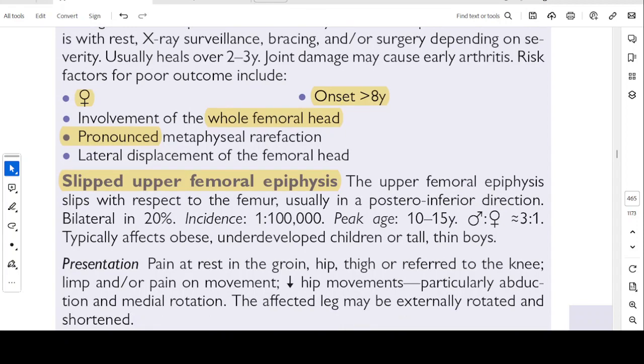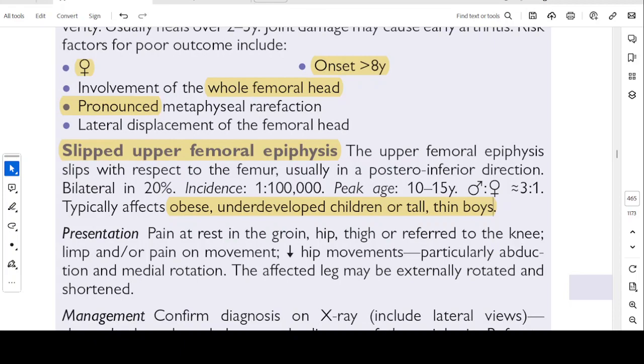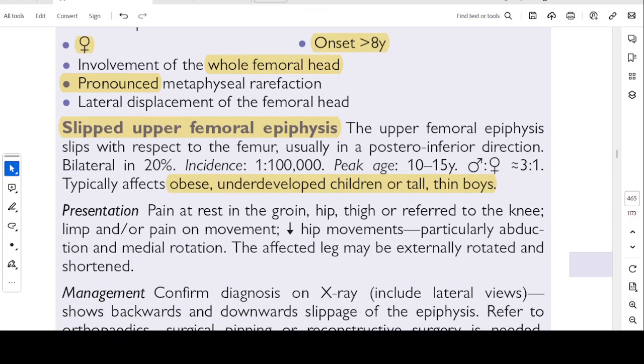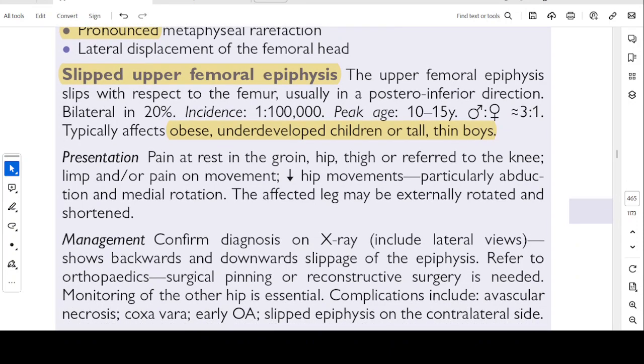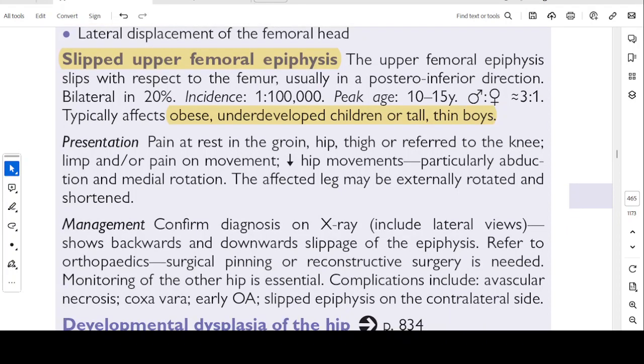More common in males than in females, 3:1. Typically affects the obese, underdeveloped child or tall, thin boys. So it can either be obese and underdeveloped children or tall and thin boys also. Either way. Presentation: pain at rest in the groin, hip, thigh, referred to the knee, limp or pain on movement, decrease in hip movements, particularly abduction and medial rotation. So the affected leg may be externally rotated and shortened.